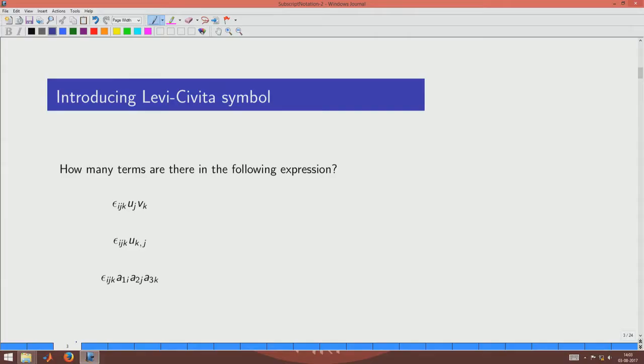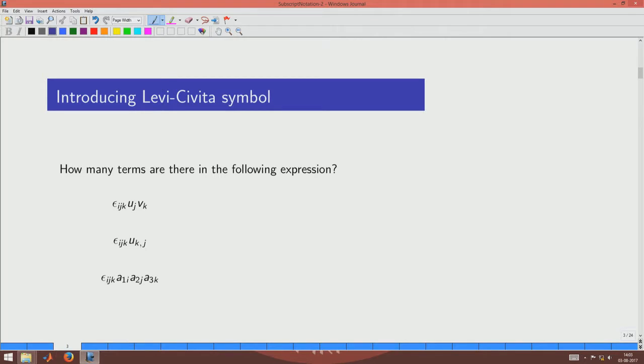So, here we are getting ourselves familiarized with a new symbol, that is the epsilon symbol. This is called the Levi-Civita symbol or the permutation matrix. Now, we will see the meaning of this epsilon shortly, but for now let us look at the subscript notation that has been used here in these 3 terms. So, how many terms are there in the following expression?